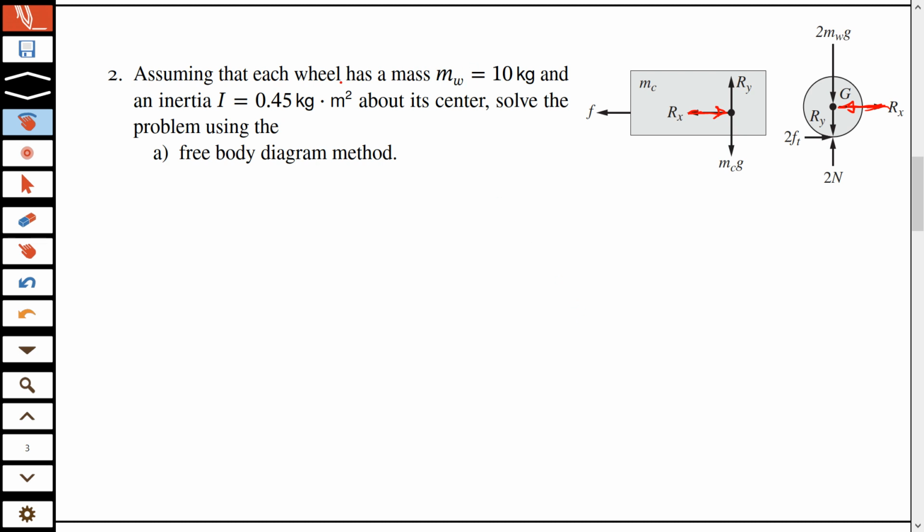So in part 2, you are given a non-zero mass for the wheel, and of course a non-zero inertia for one wheel. Okay, this is one wheel. Because you have two wheels, just like n is multiplied by 2, just like ft is multiplied by 2, just like mwg is multiplied by 2, similarly, I will also be multiplied by 2.